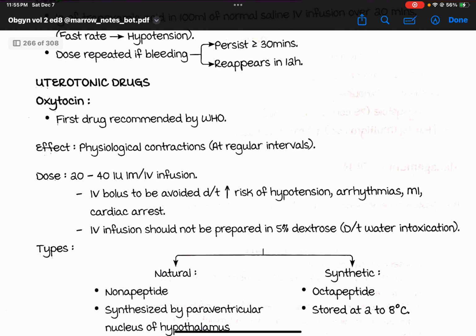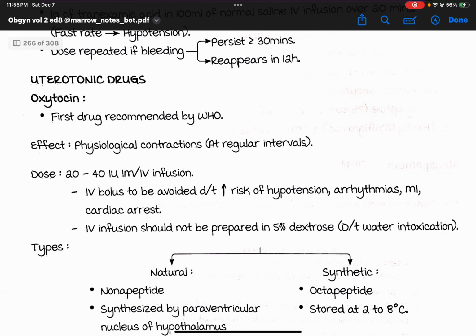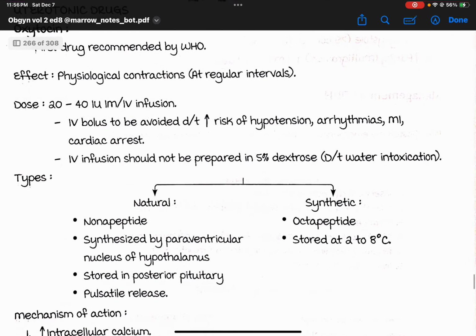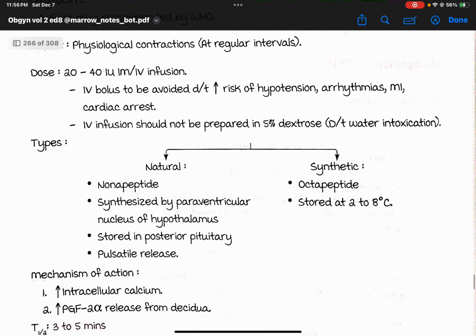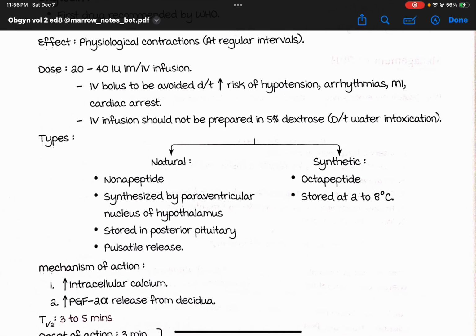Oxytocin. The first drug recommended by WHO among uterotonic drugs is oxytocin. Dose is 20 to 40 international units, IM or IV infusion. IV bolus is to be avoided due to risk of hypotension, arrhythmia, myocardial infarction, and cardiac arrest. IV infusion should be prepared in 5% dextrose due to water intoxication.